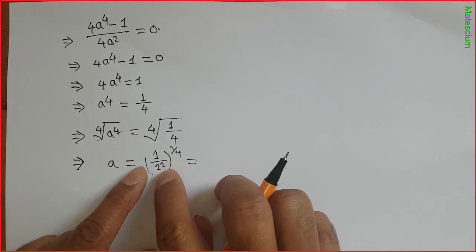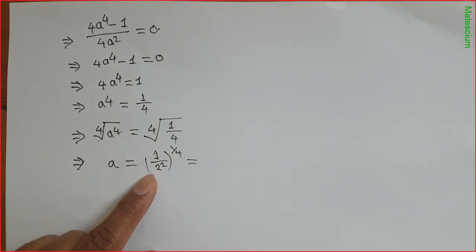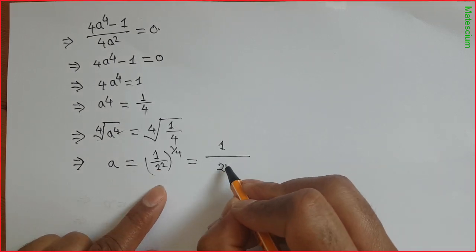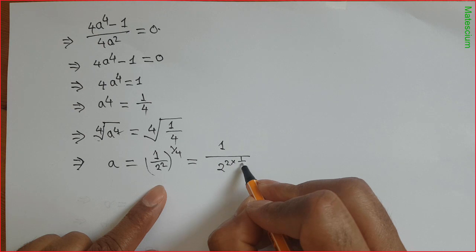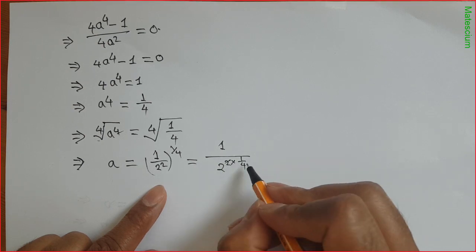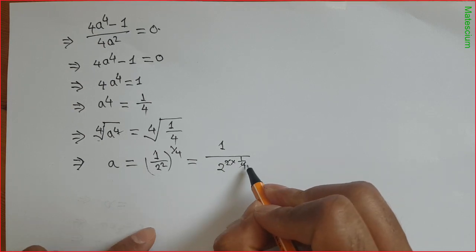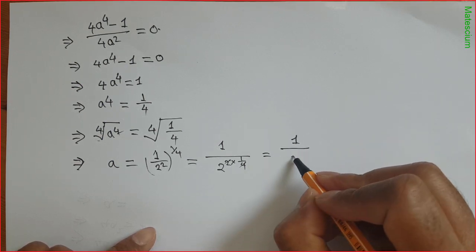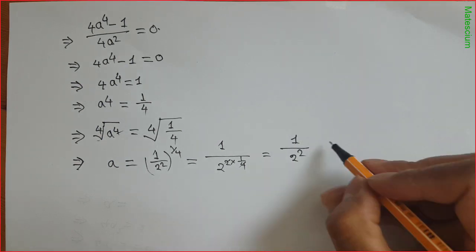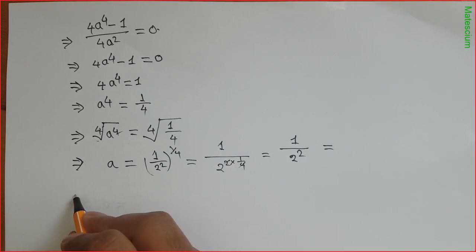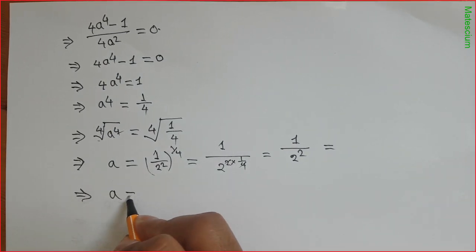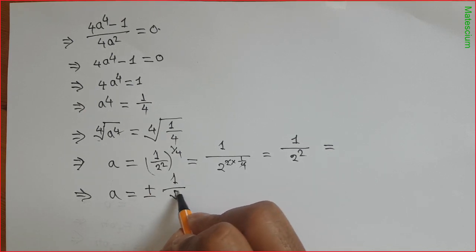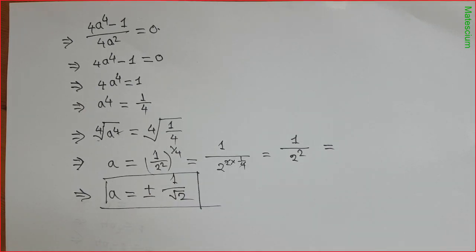If you calculate this part, it becomes like this: 1 over 2 squared times 1 over 4. That means this 2 and this 4 are cancelled, there is only 2, so what's remaining is 1 over 2 squared. That means I can rewrite this term: a equals plus minus 1 over square root of 2. I got the value of a.